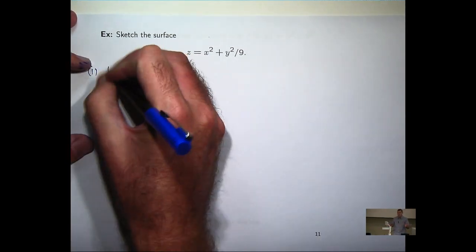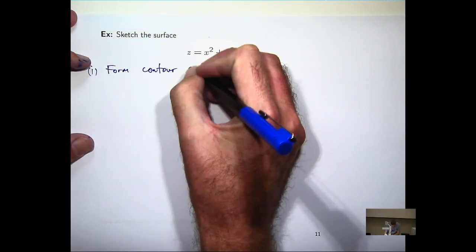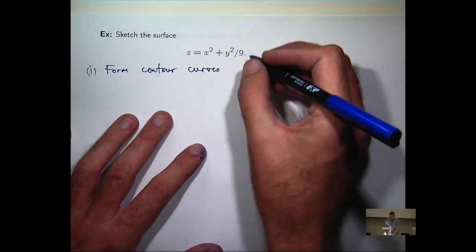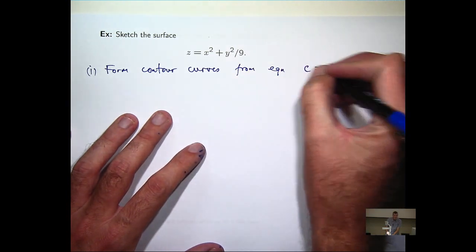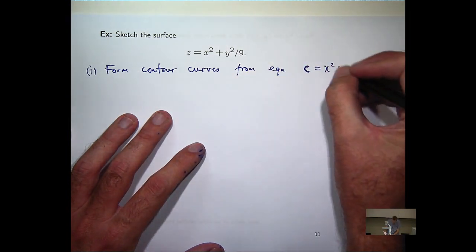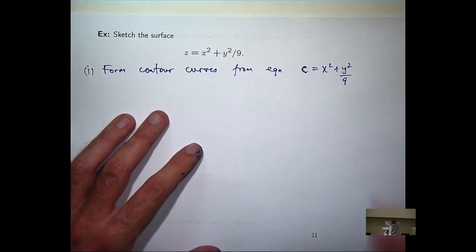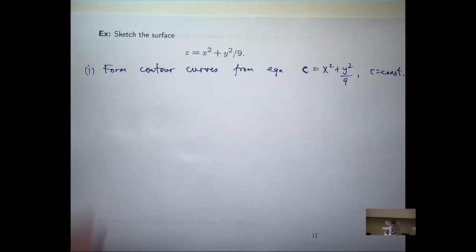So we form contour curves from the equation c equals x squared plus y squared on 9. Now here c is a constant. Does anybody know what sort of restrictions are on our choosing the constant?